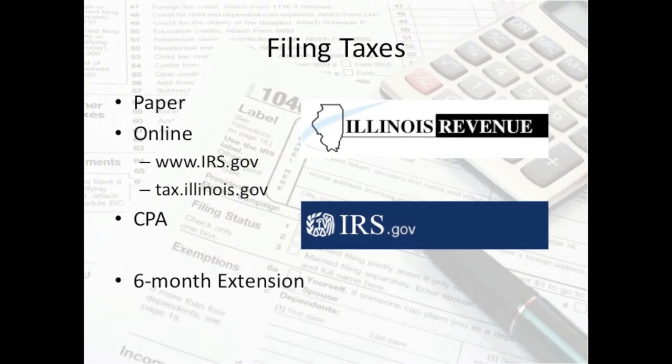There are different ways to file a tax return form. You can file them on paper, online at the IRS and state websites, or hire a certified public accountant, or CPA, to do the work for you. Also, if you need more time to file your taxes, you may ask for a 6-month extension.